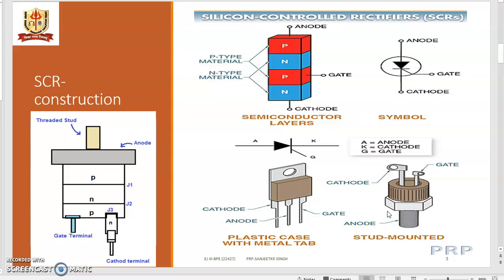And down here we have the two types of packaging. For small power rating, a plastic case with metal tab is sufficient, whereas for industrial applications, heavy applications, large power applications, we have the stud mounted fabrication, where the anode is threaded for bolting it to a heat sink. This stud mounted structure is shown in construction in the left hand side diagram. As we can see, it is a PNPN device, and the gate terminal is welded here in the P layer for controlling the turning on of the SCR.